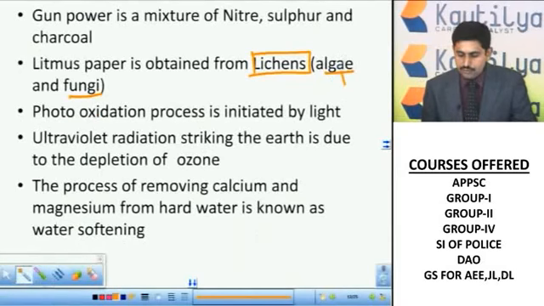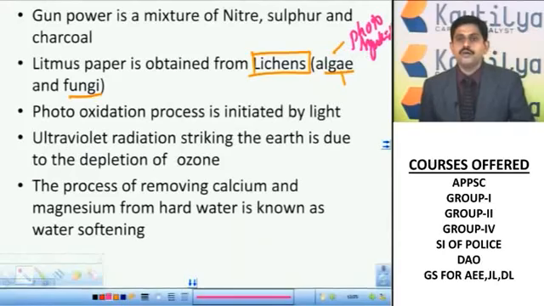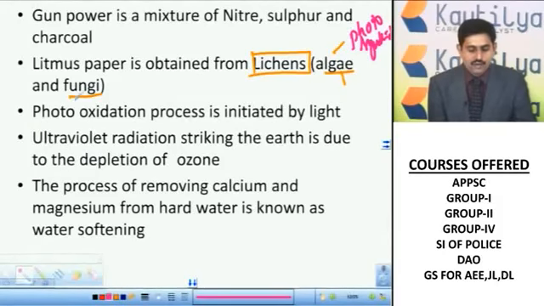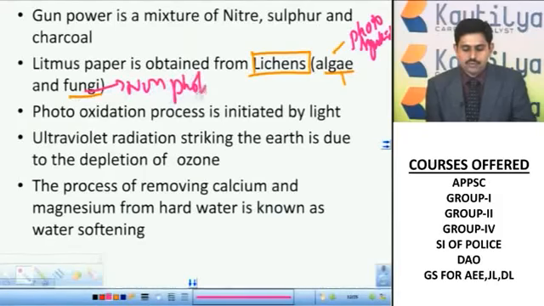Algae is photosynthetic. That means it has the capability of preparing food material, whereas fungi is non-photosynthetic, that it cannot prepare its food material. So for food, it will depend on other sources; fungi depends on algae, right?